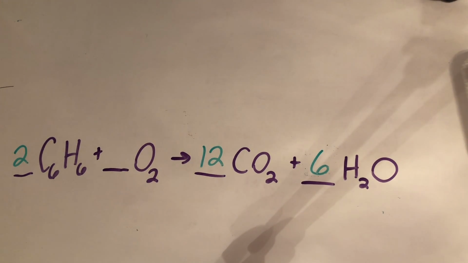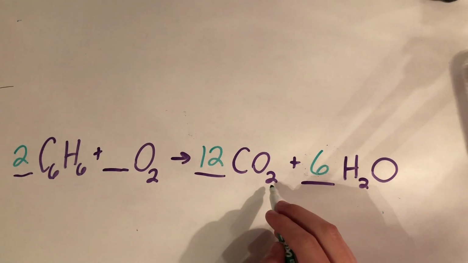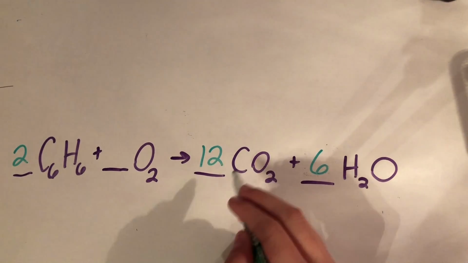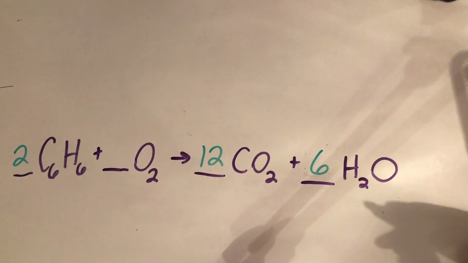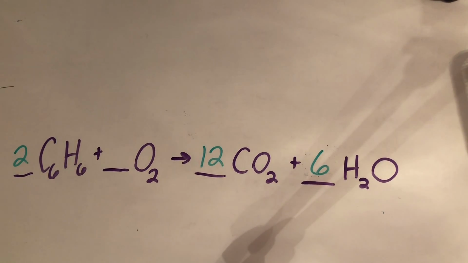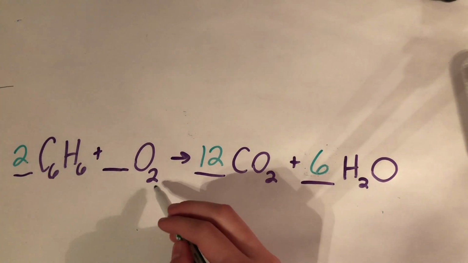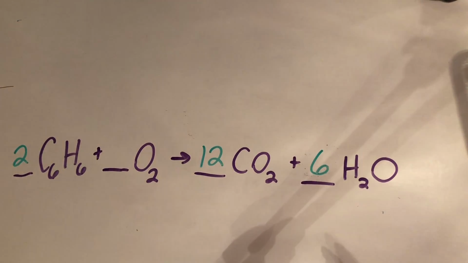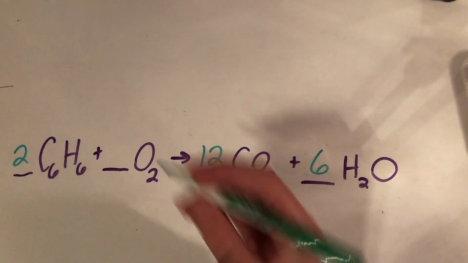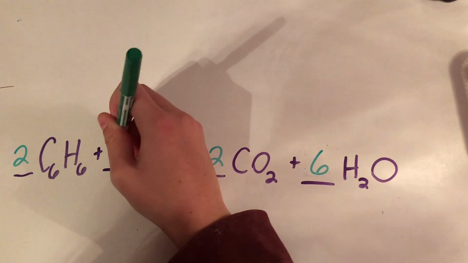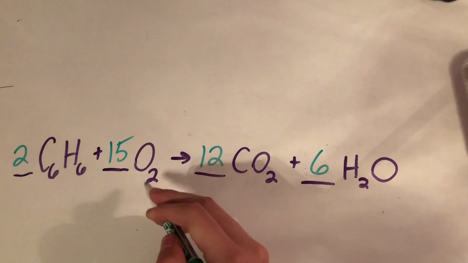So there's actually 30 oxygens, because we have the 12 times the 2, which is 24 oxygens in there. And then there's the 6. So 24 plus 6 is 30. So we need 30 oxygens over here. But we have an O2. So we're not going to write 30 oxygen 2. That's weird. That wouldn't make sense. So we write 15, because 15 times 2 is 30.